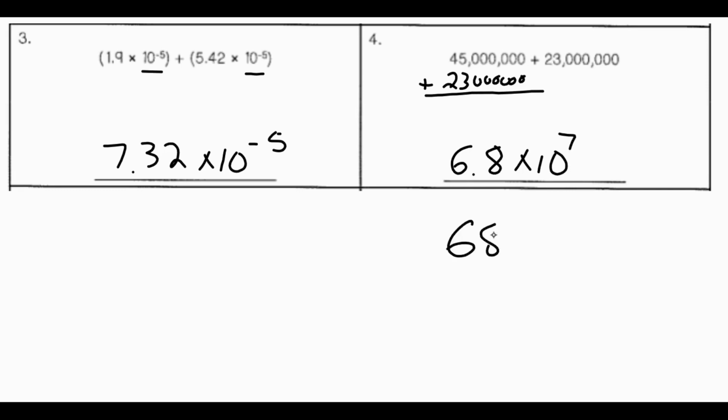Because if I have 68 million, if I have my decimal here, I want it all the way at the end. I can see that I would carry 7 times to get to the end.